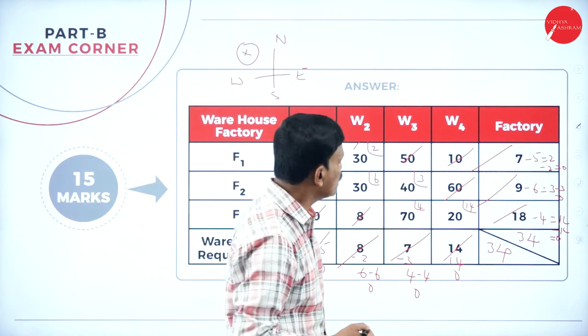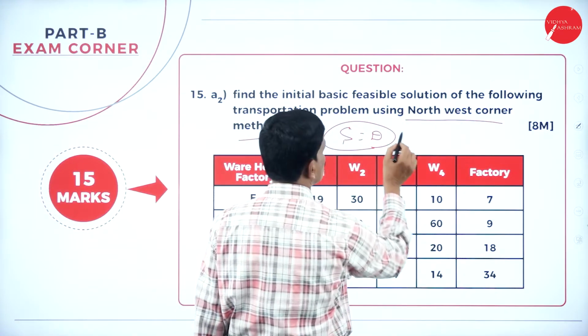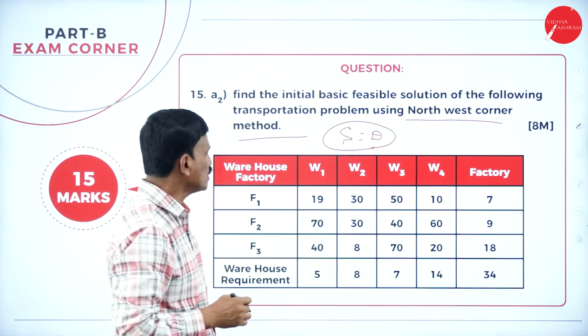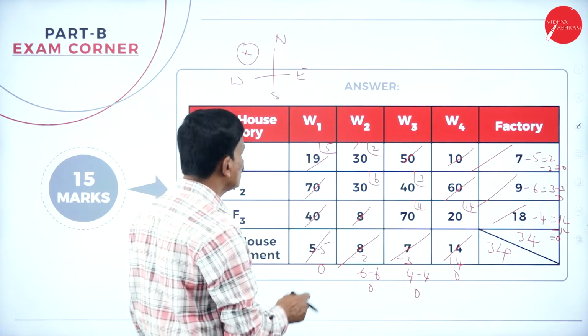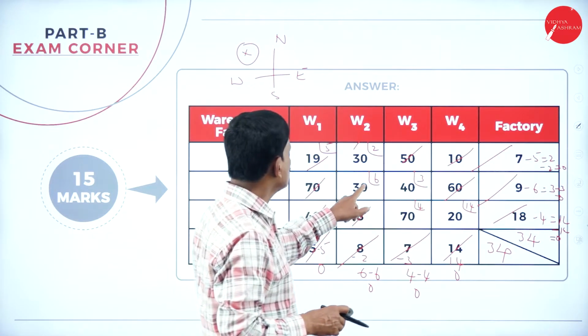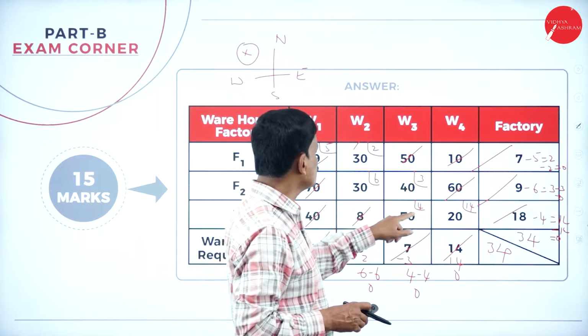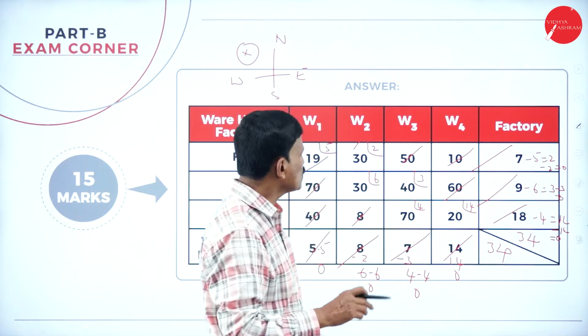Now just find out the cost. What is required to find? The initial basic feasible solution using the northwest corner method. Find out the cost for this transportation. So this can be calculated. Just multiply 19 into 5 plus 30 into 2 plus 30 into 6 plus 40 into 3 plus 70 into 4 plus 20 into 14. That will give the final answer.